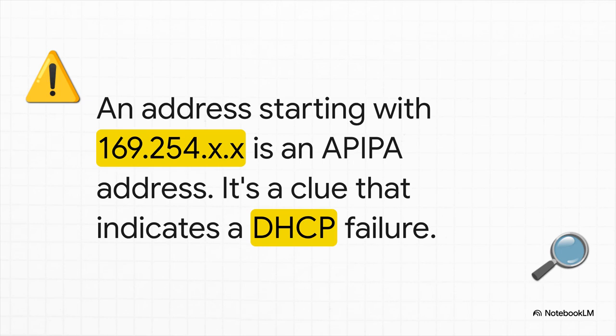Okay, now this is a huge clue. Pay attention to this one. If your IP address starts with 169.254, that's your computer screaming for help. It's basically saying, hey, I asked the router for an address, but it never gave me one, so I just made one up. This tells you pretty much instantly that the problem is with something called DHCP, which is how the router hands out addresses. The problem is definitely inside your own house.